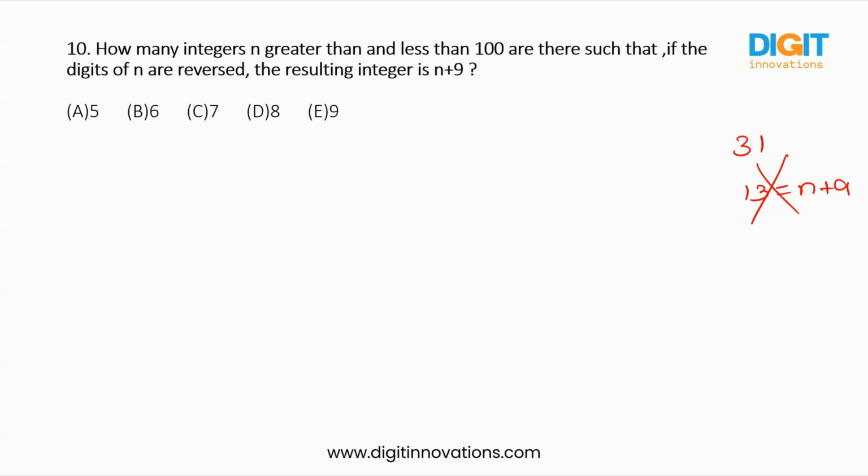When it comes to the first condition, it should be greater than and less than 100, and they are reversing the digits. That means when you reverse the digits, it has to change the places, right? So if you want to reverse the value, you should have two digits. That means it has to start from 10, 10 to 99. So from this 10 to 99, how many integers are there, such that when we reverse the number, it is equal to n plus 9?